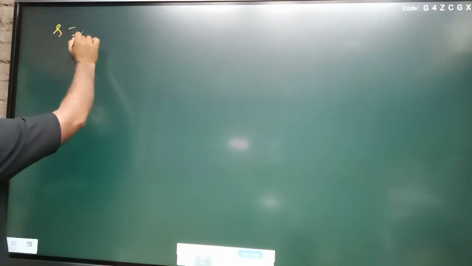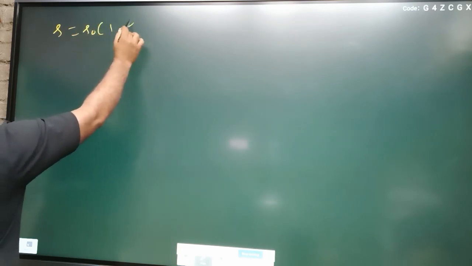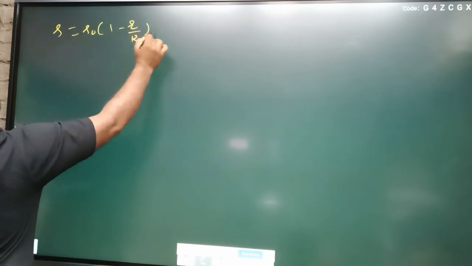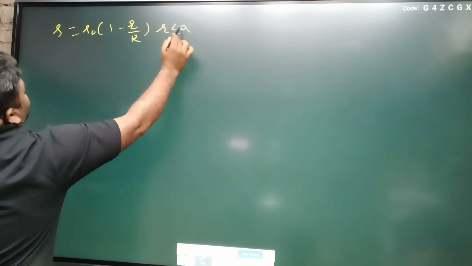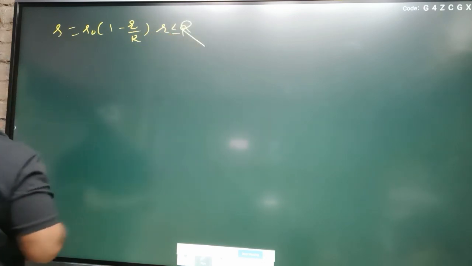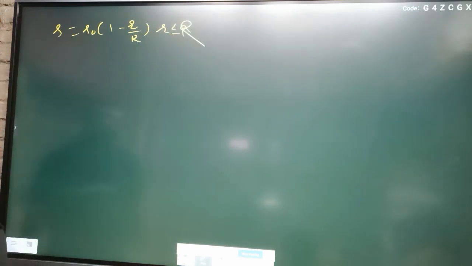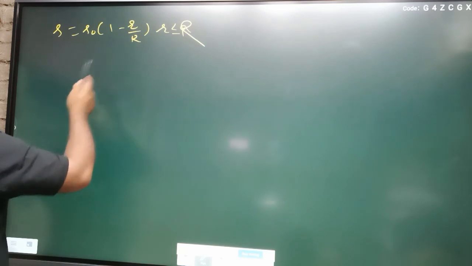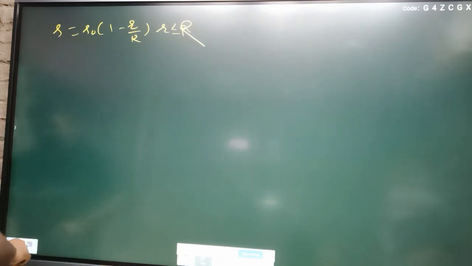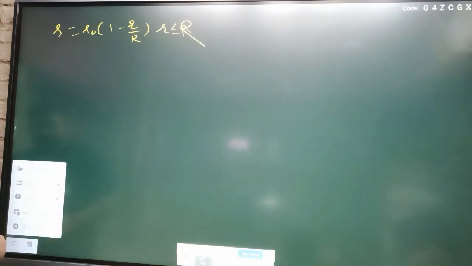Rho is equal to rho naught times 1 minus r upon R square, for r less than or equal to capital R. Find out the potential inside, outside, and on. Inside, outside, on. Rho is equal to how much? Rho naught times 1 minus small r upon capital R, for small r less than or equal to capital R.